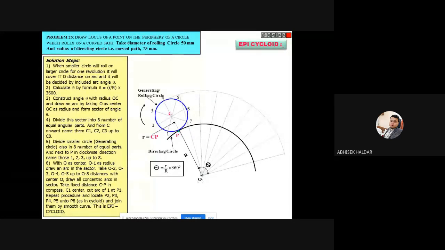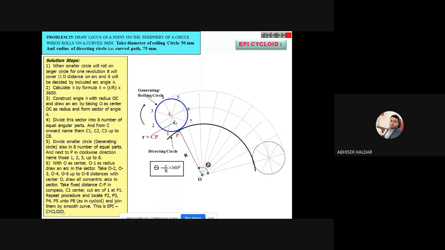Whatever I have told, center point is my O. O to 4 was my radius, and I have drawn this outer arc. Similarly, all the arcs I have to draw. This is the final position they have drawn, but you may not draw this final position of this circle. Initial one you have to draw.